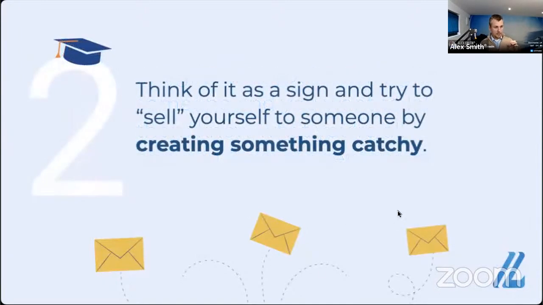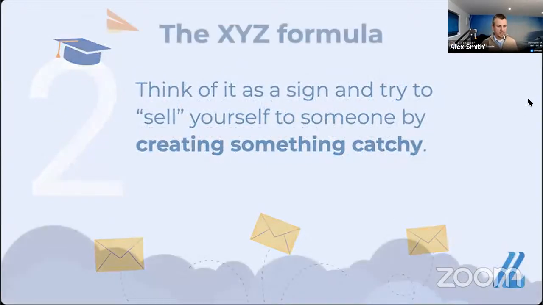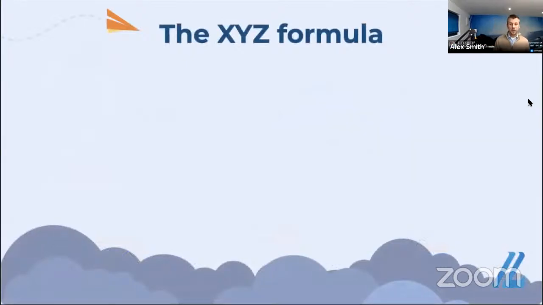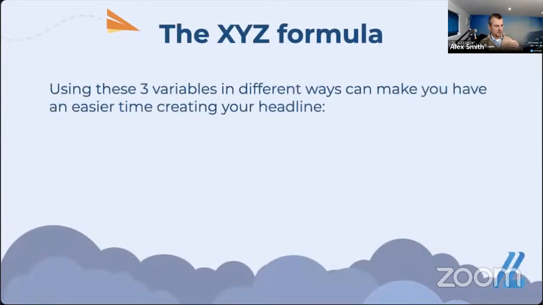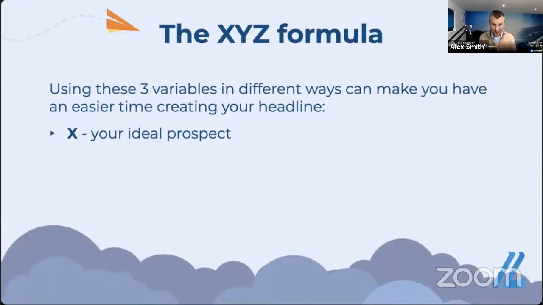Secondly, you can also use this headline to try and sell yourself to someone, and you can do that by creating something catchy. Now, there's a magic formula that a lot of people use for headlines, and as you start to look at people's profiles, you'll see the pattern unfold. Think of it as an XYZ mathematical formula, 3 different variables that you need in your LinkedIn headline. X is going to be your ideal prospect or your target. Who are you looking to chat to or target? If it's an accountant, start with that.